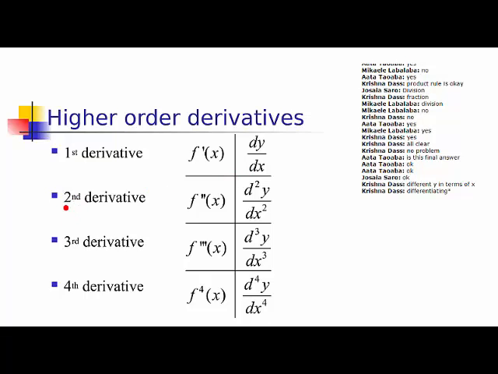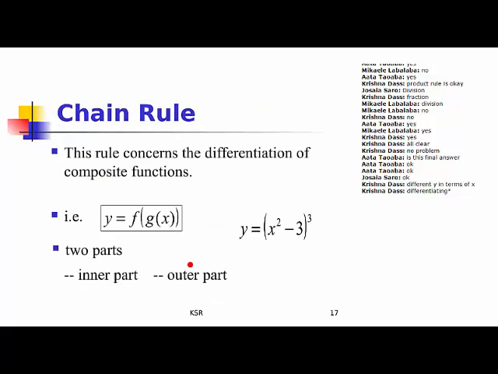So now, if we have the second derivative, then we have a double dash here, and then we write d squared y over dx squared. This is something you need to go over. Chain rule. Do you like chain rule? Do you love chain rule?